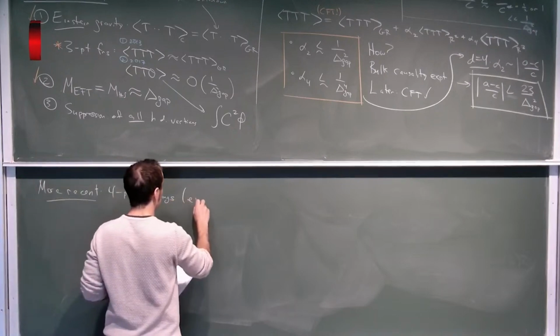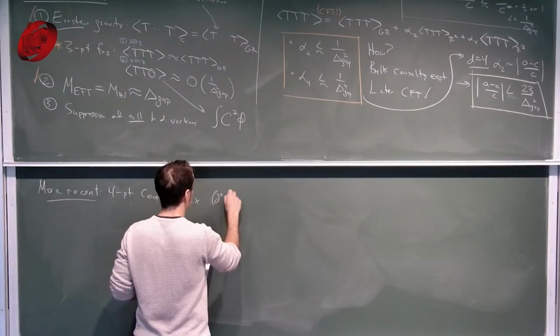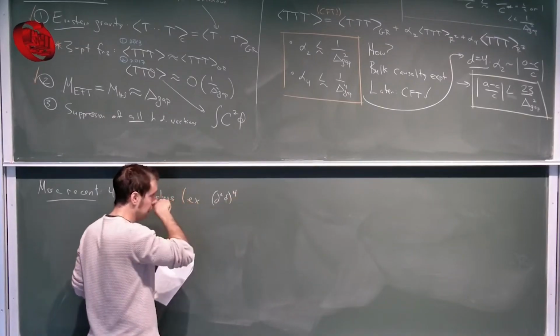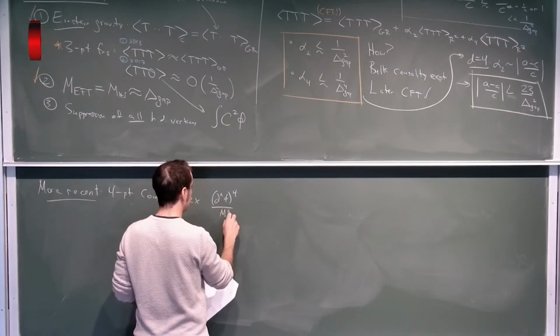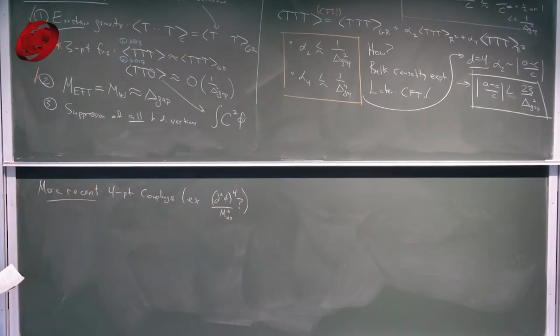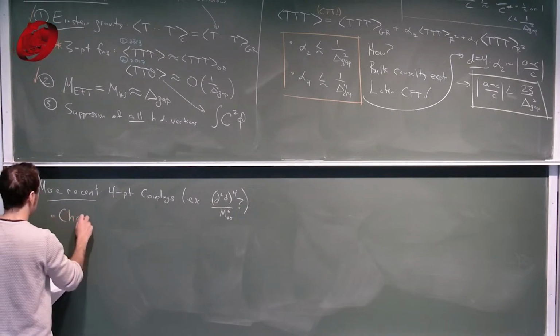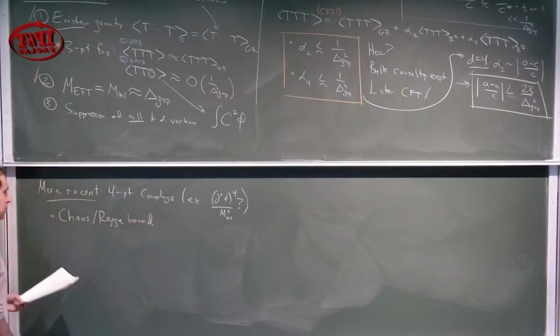So you might like to ask whether the d squared phi to the 4th correction, which is 8 derivatives, is suppressed by the higher spin scale to the 6th. Okay. Now, one tool that's been used for this purpose that predated some of the more recent S-matrix functional methods is something known as the chaos bound or the Regge bound.